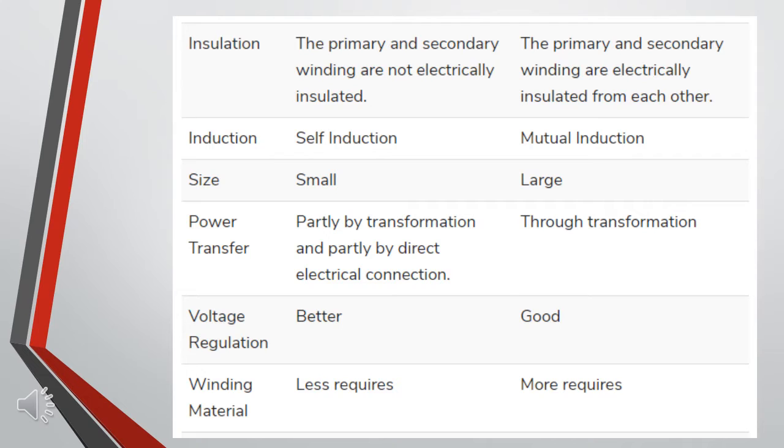Gawa ata kasi ito na ang pinaka definition ng voltage regulation daw is yung change ng secondary voltage from no load to full load. So nagkakaroon ng mas better na voltage regulation doon sa autotransformer. While sa winding material, dahil nga one winding lang siya, it has less requirement yung autotransformer. While dito sa kabila, it has more requirements dahil nga two windings ang kailangan dun sa construction ng transformer. So next slide po.